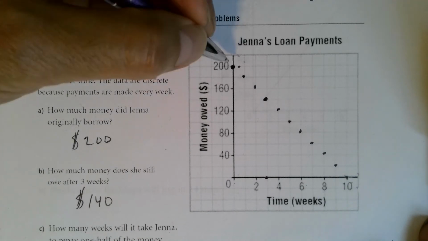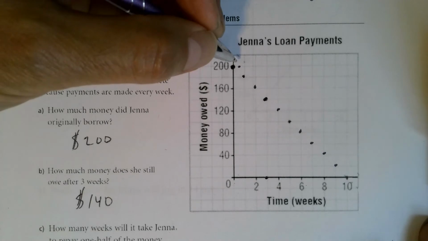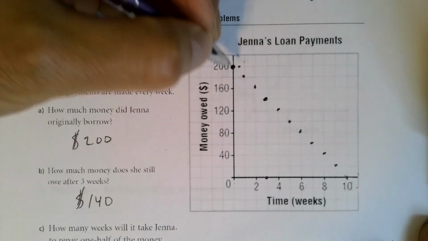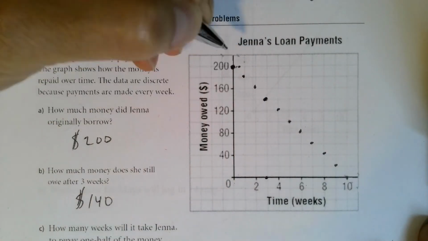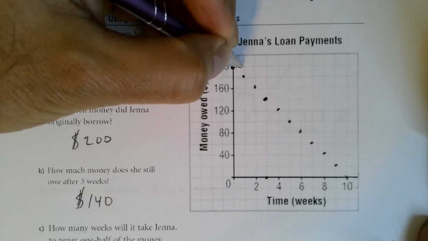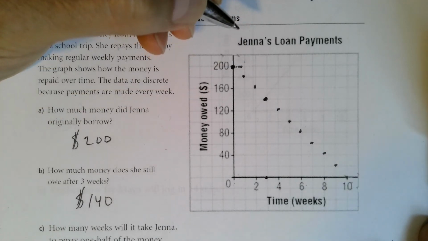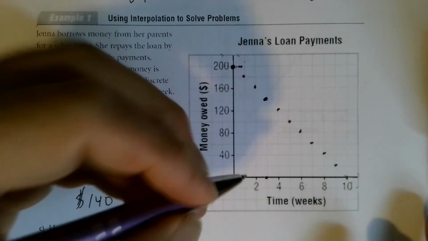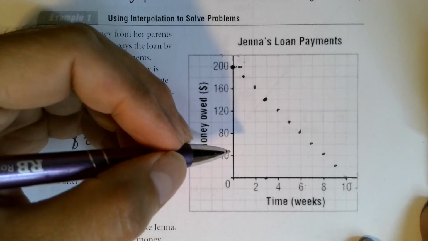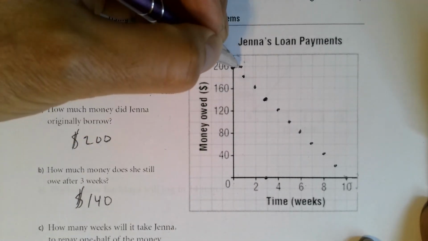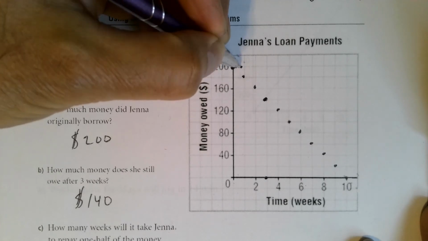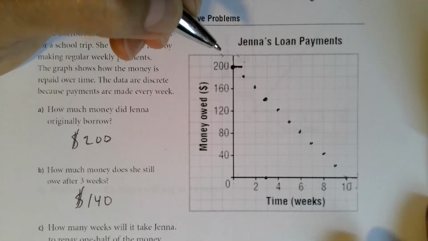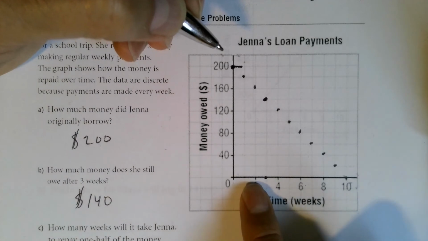And what's she going to owe after, say, a quarter of a week? Well, same thing. She's still going to owe $200. After 3/4 of a week, she's still going to owe $200. In fact, she's going to owe $200 right up until the point where she pays it and it goes down to 180. So right at 1 week, it's going to drop down. So we need to show somehow that we've got all of these points in here, so all of these infinite decimals in here. I'm going to draw a line in for those, right up until we get to 1 week.